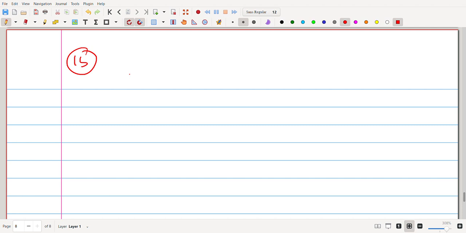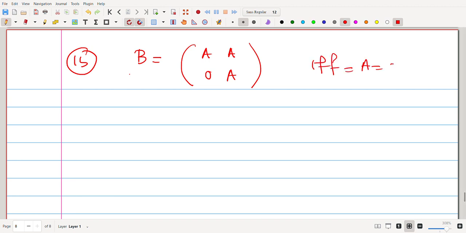Problem number 15, right? So we have B, which is a block diagonal matrix, [[A, A], [0, A]]. B is diagonalizable if and only if A is 0. I need to show that, right? So if A is 0, then it is clearly diagonalizable.